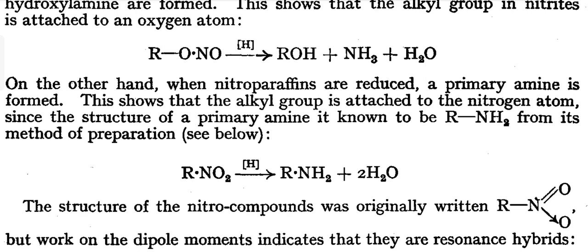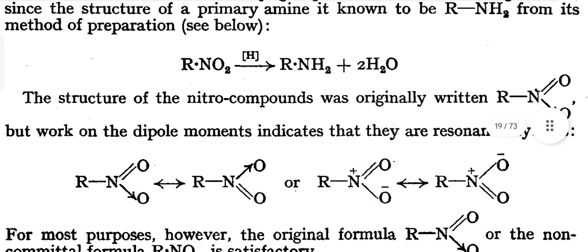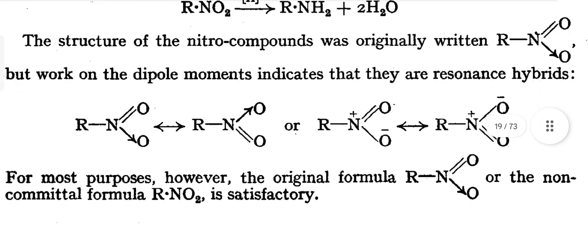since the structure of a primary amine is known to be RNH2. From its method of preparation, we can clearly see in this reaction that when we heat the nitroparaffins in the presence of a reducing agent, or we can say we do the process of reduction, then it undergoes reduction and is reduced to form primary amines.